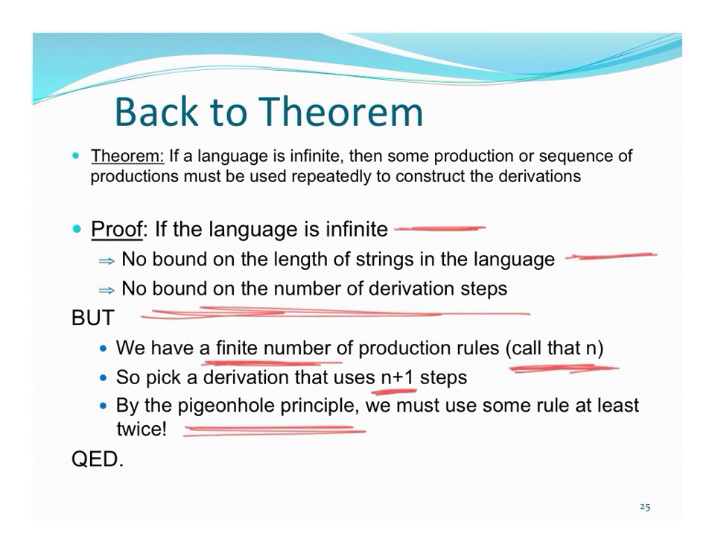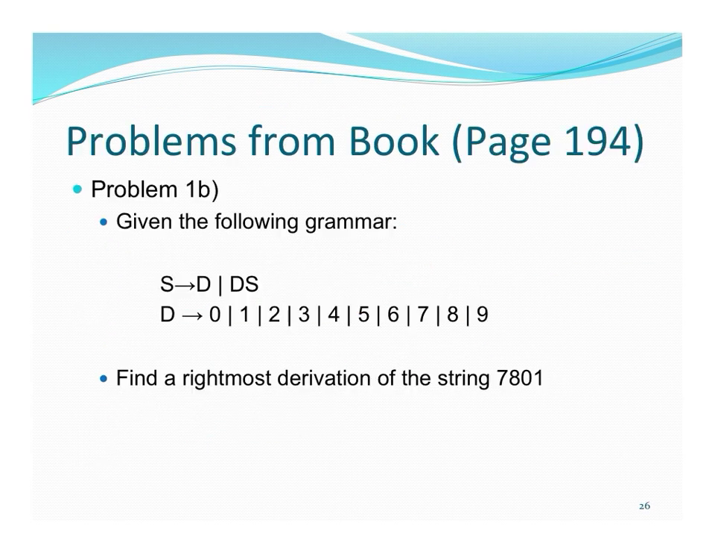So we've got A to the N, B, C to the N. We just did that, didn't we? Okay, here's a problem from the textbook. It says, given the following grammar. It looks like we have two non-terminals here, S and D. S goes to A, and our terminals look like they come from the digits 0 through 9.